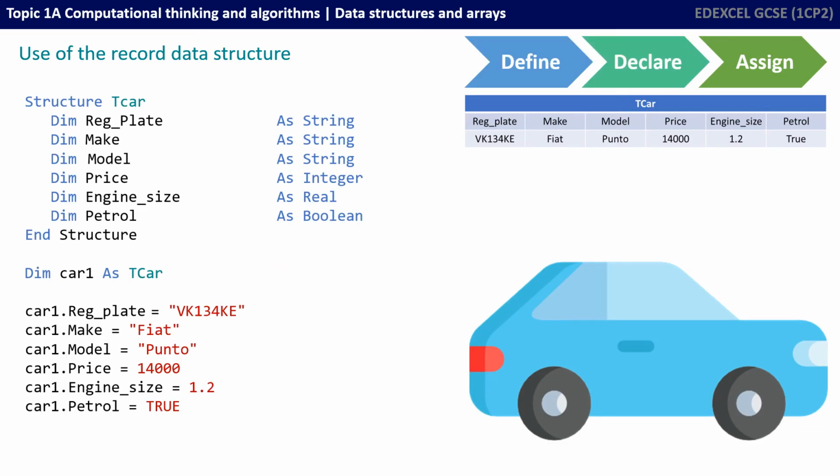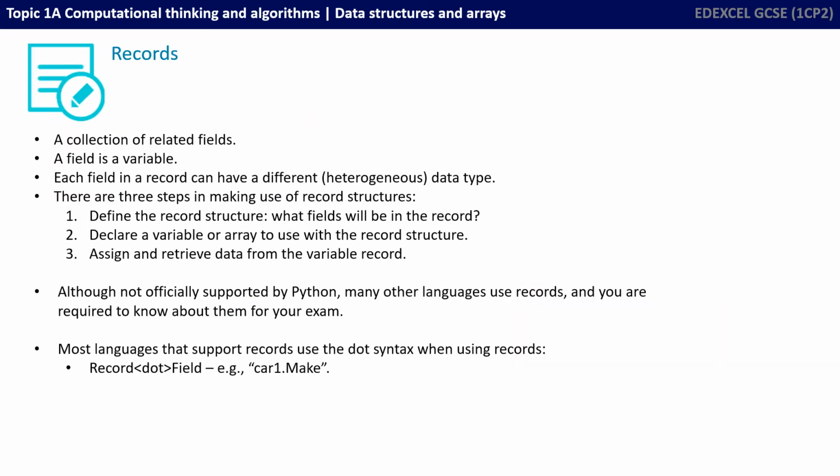So on the screen there is just a summary of all the code from Visual Basic which you would use to define and then declare and then assign variables to a record data structure. On the screen is a summary now of what we've taught you about record structures, so pause the video again and take some notes.